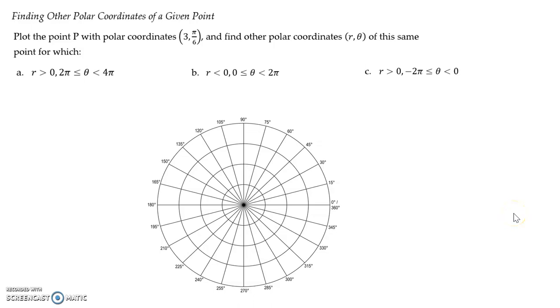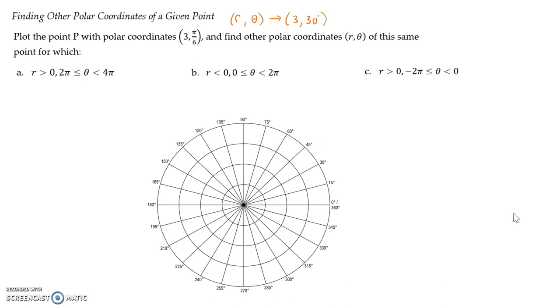Let's go ahead and take a look at this example. We want to plot the point P, and we're given some polar coordinates of 3, pi over 6. So keep in mind, this is the same thing as our radii value and an angle measure. And if you want to work in degrees, this is the same thing as the point 3 and 30 degrees for our angle measure.